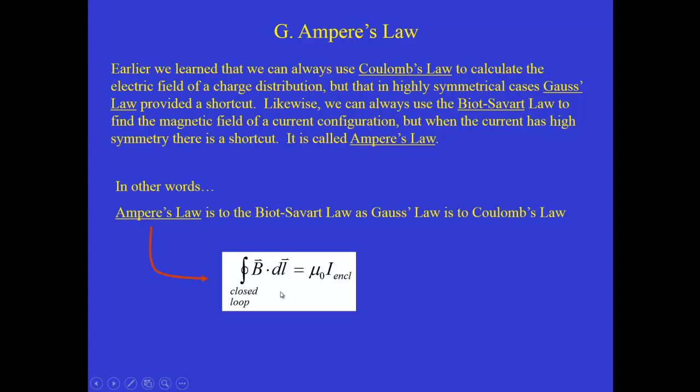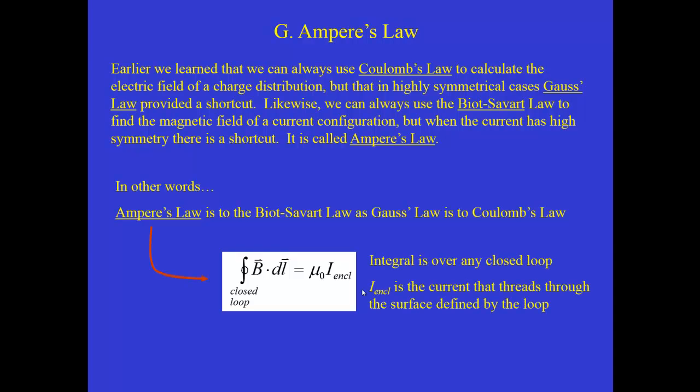So the dimensionality is a little bit different. On the right-hand side, there's a fundamental constant, and then there's an enclosed current, where if you remember from Gauss's law, that was equal on the right-hand side to an enclosed charge divided by a fundamental constant. So there are similarities between the two expressions, but they express slightly different ways of doing the calculation. The integral, therefore, is over any closed loop, and I enclosed is the current that threads through the surface that closed loop defines.